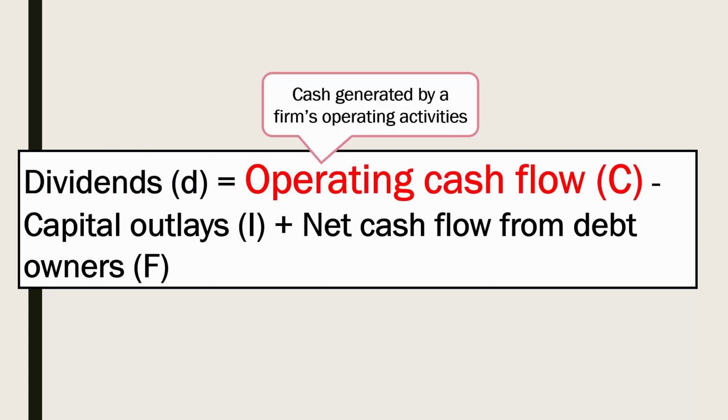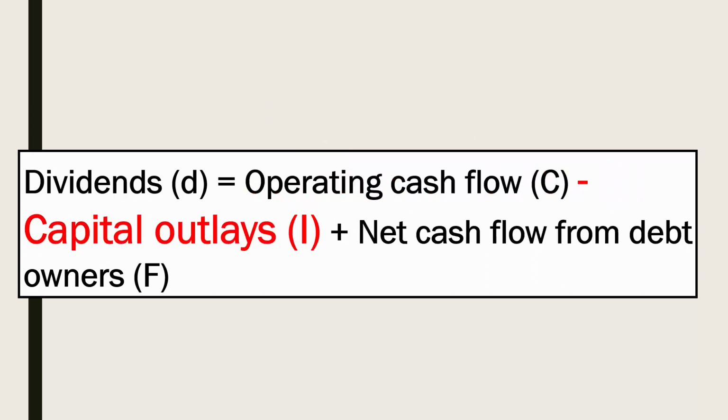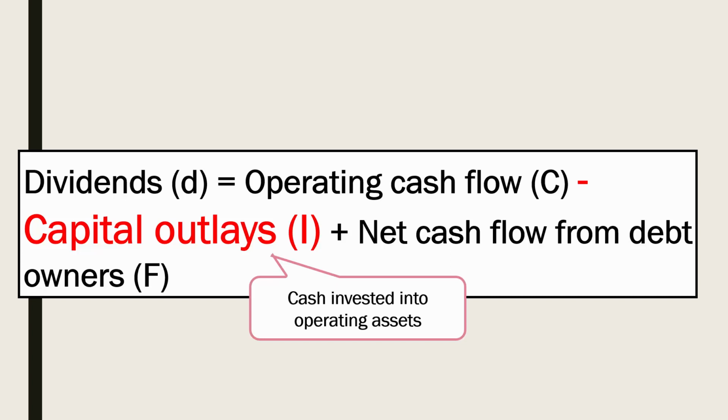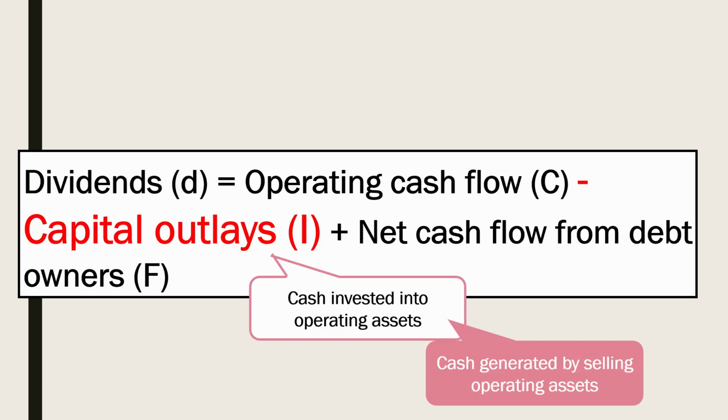Operating cash flow, which is the cash generated by a firm's operating activities, essentially cash received from selling goods and services, less the cash expenses incurred to generate these cash inflows from sales, for example, salaries, advertising and rent. And capital outlays are the cash invested into the operating assets of a firm that generate products or services for sale. For example, new factories, new retirement villages, additional inventory, or a new warehouse. Less the cash generated by selling operating assets, for example, selling some surplus land or an old factory.